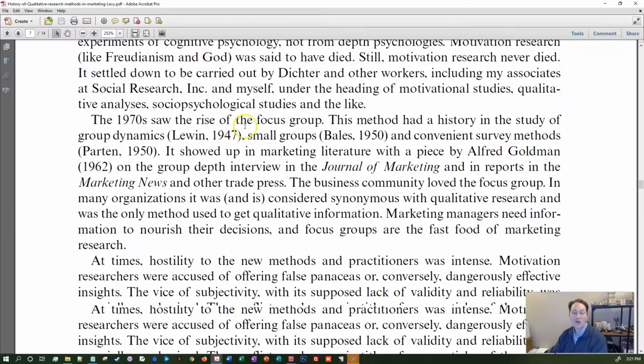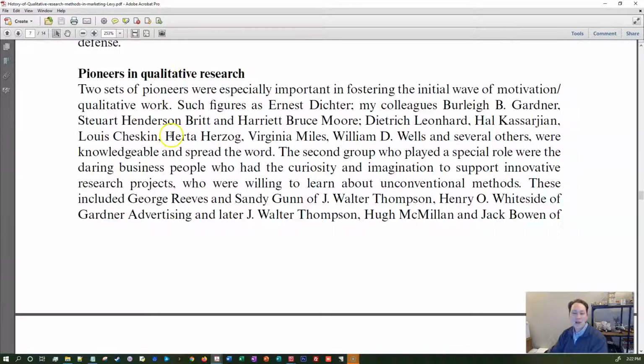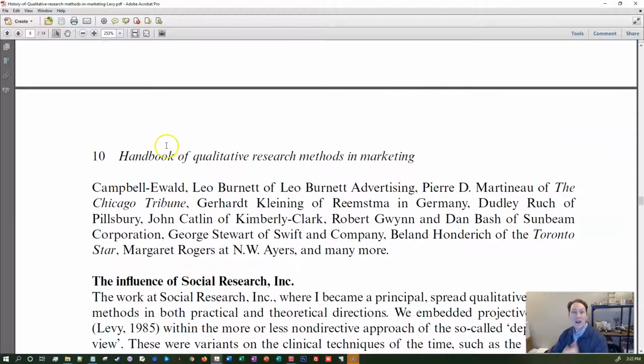And we don't call it motivation research anymore because a lot of what qualitative came out of was high-end academics applying their trade in the business world. But as you begin to read, you're going to see all kinds of different techniques and ideas and influencers that came up throughout this history.